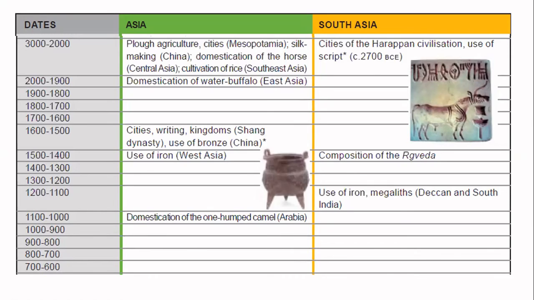1200 to 1100 years ago, we see the use of iron and we see the megaliths, that is Deccan and South India. And 1100 to 1000 years ago, we have found evidence of domestication of one-humped camel in Arabia.